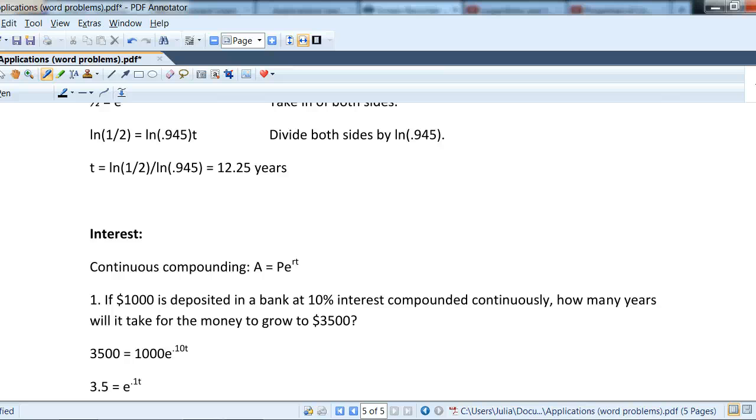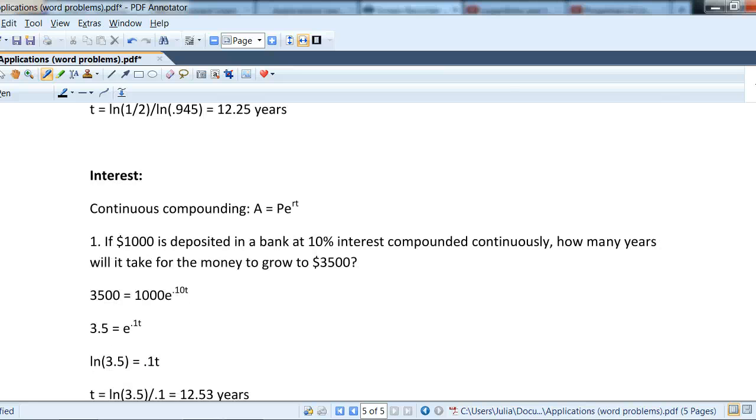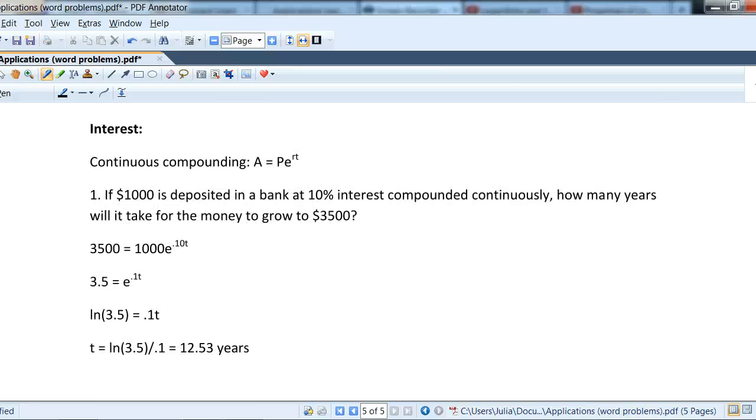And here lastly we have the interest compounding continuously, which you probably have seen already. So I'll very quickly just go over it. It's A equals P e to the RT, sort of looks like PERT. So if $1,000 is deposited in the bank at 10% compounded continuously, how many years will it take for the money to grow to 3,500?